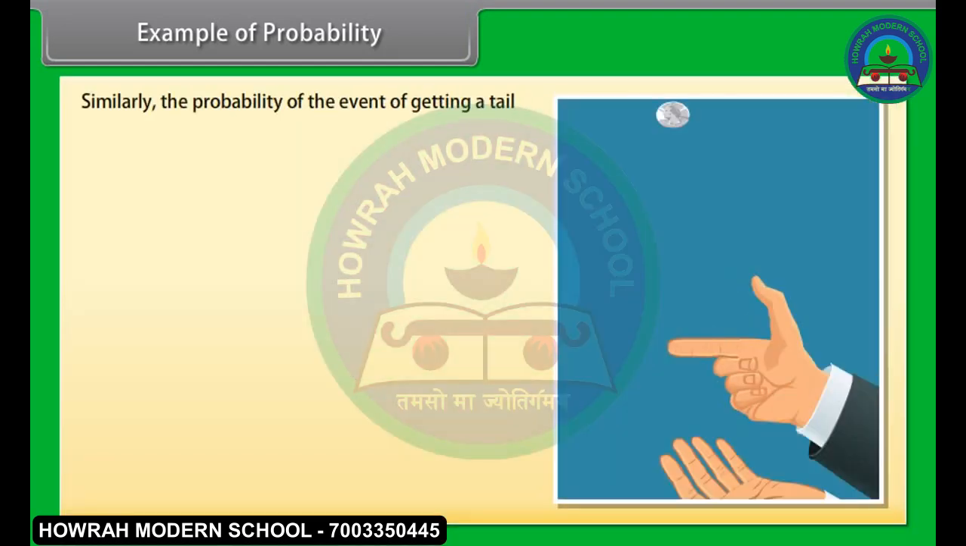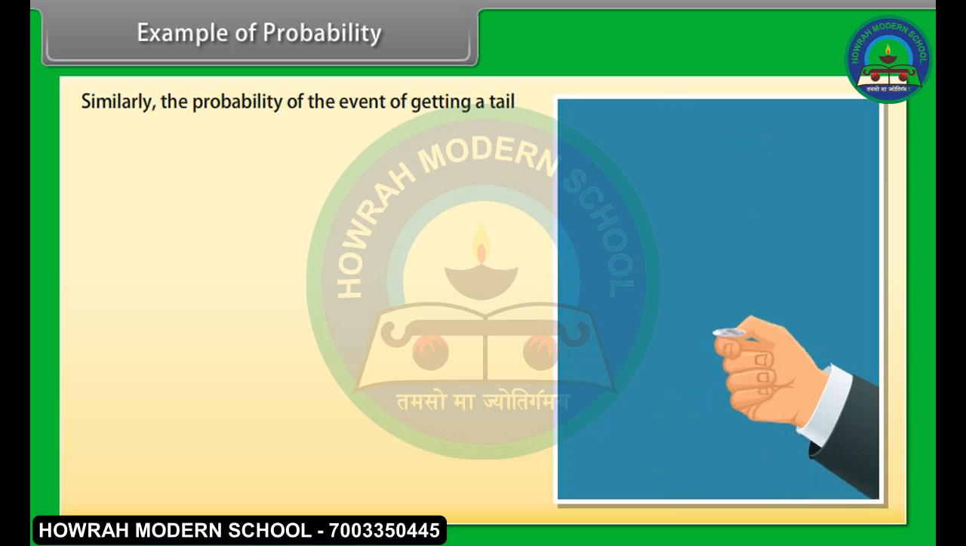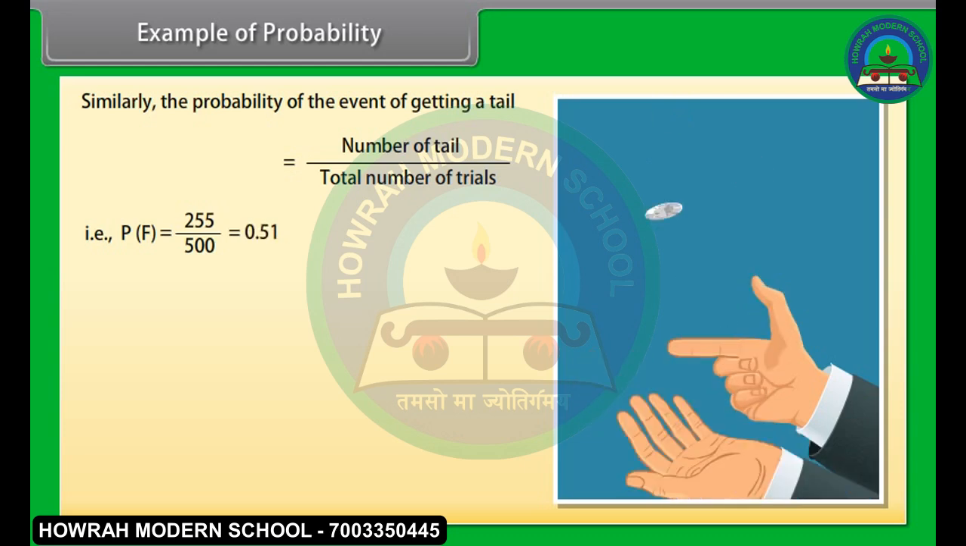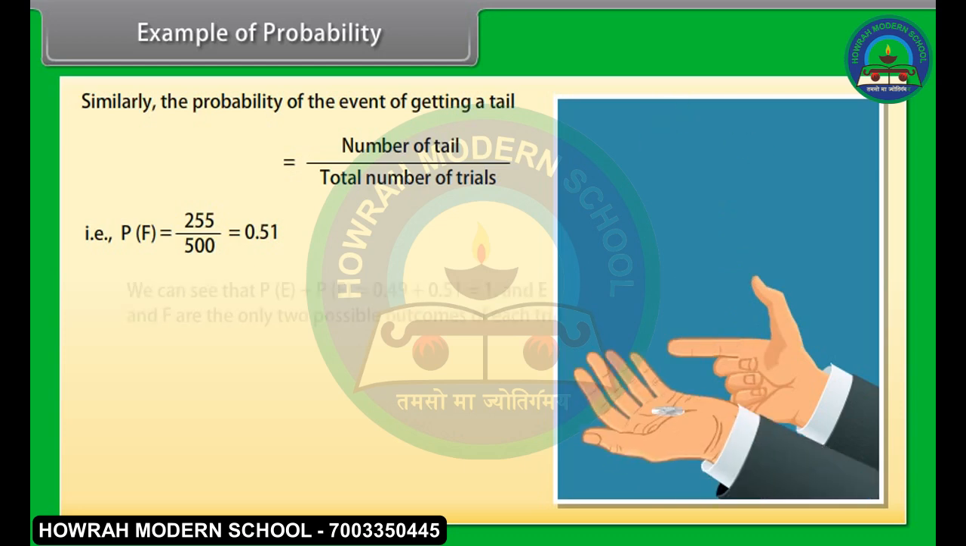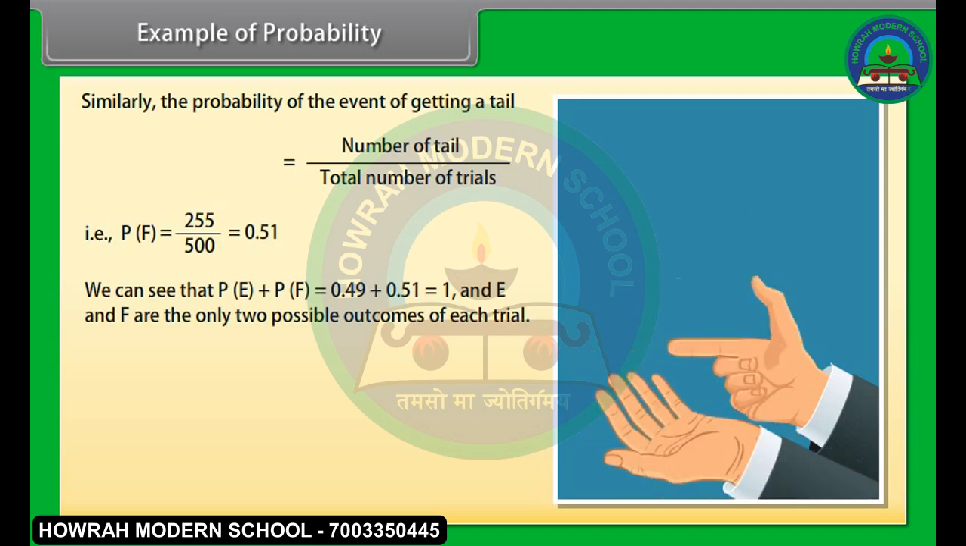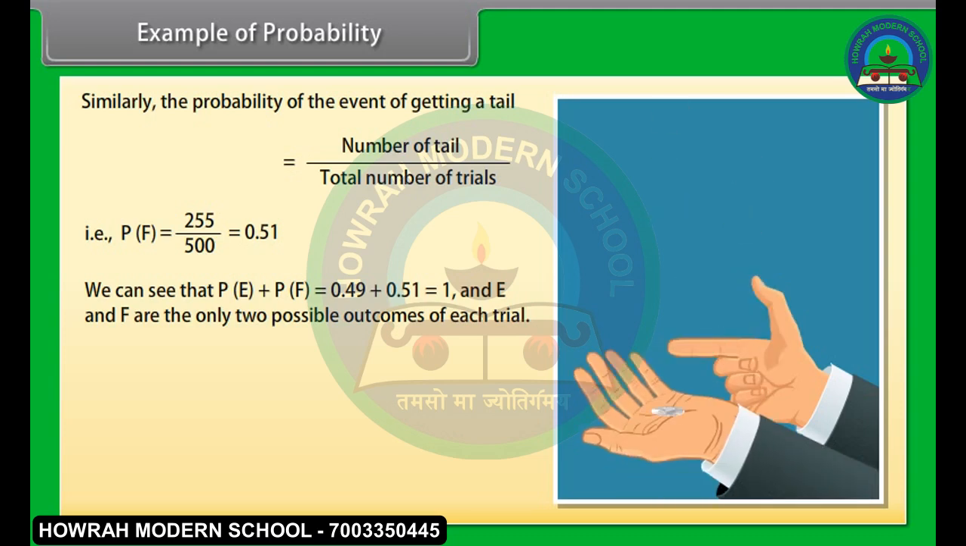Similarly, the probability of the event of getting a tail is equal to number of tails upon total number of trials, that is, P(F) is equal to 255 upon 500, which is equal to 0.51. We can see that P(E) plus P(F) is equal to 0.49 plus 0.51, which is equal to 1, and E and F are the only 2 possible outcomes of each trial.